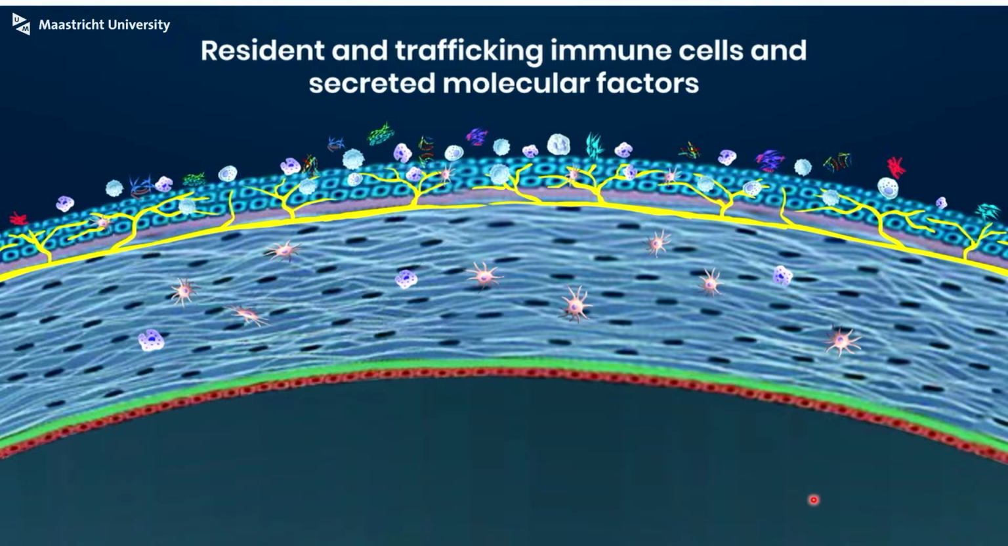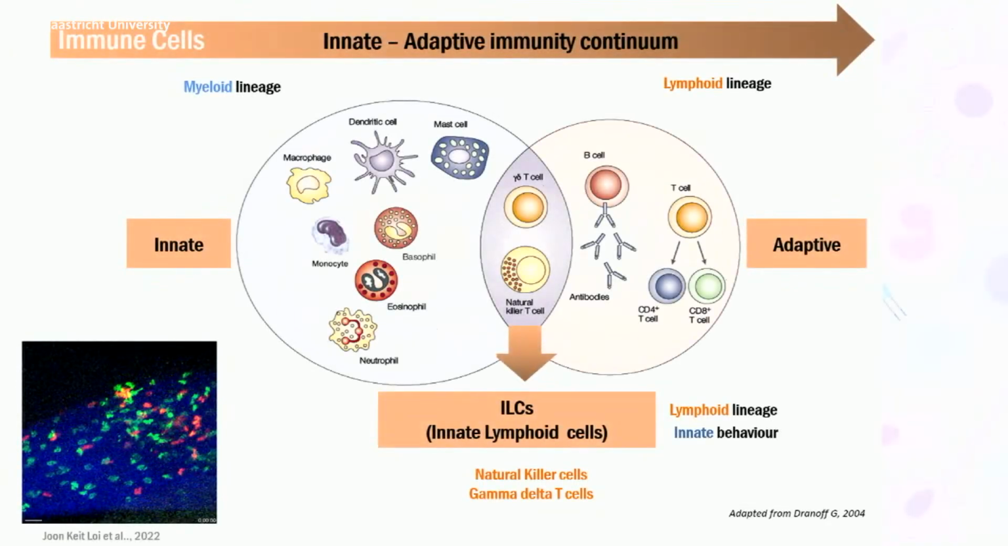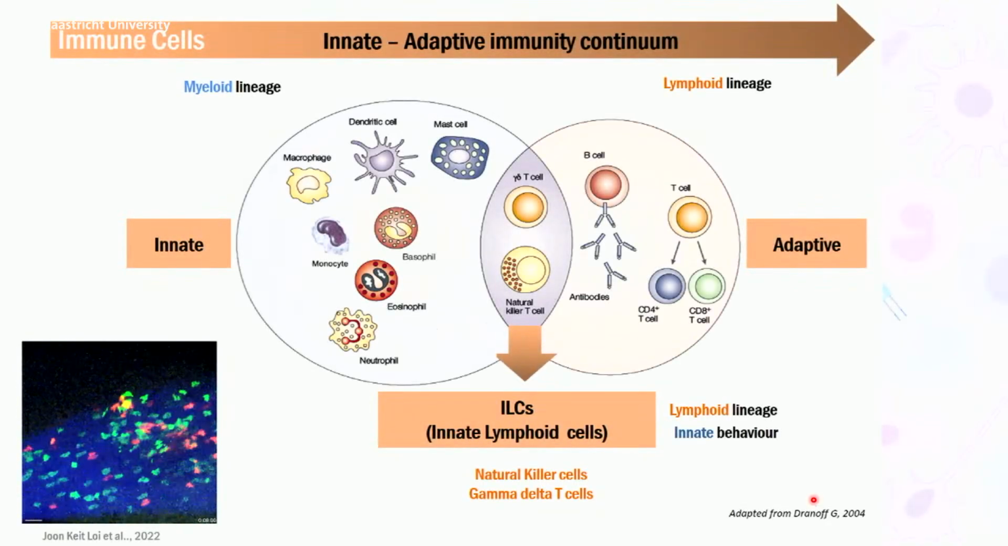This process of the cells moving across the ocular surface is called immune trafficking and is extremely important in various health and disease. So why is it important to understand about immune trafficking?